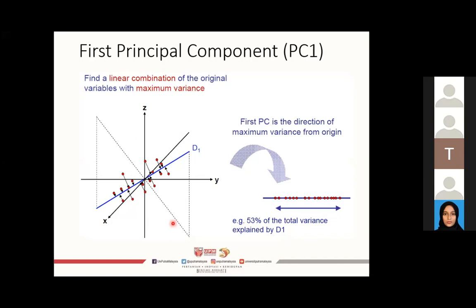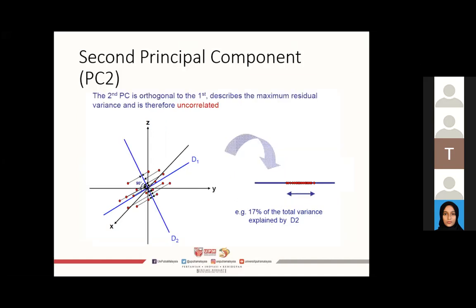For this, the principal component axis PC1 is rotated along the axis to find the best angle having maximum variation, and the objects are projected onto PC1. This gives the total variance, for instance, 53% explained by PC1. Now PC1 is rotated at a 90-degree angle to a new PC called PC2 to explain the remaining variance. For example, for PC2, the explained variance is 17%.